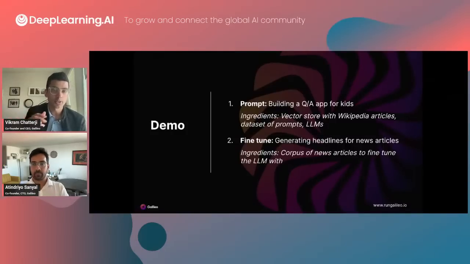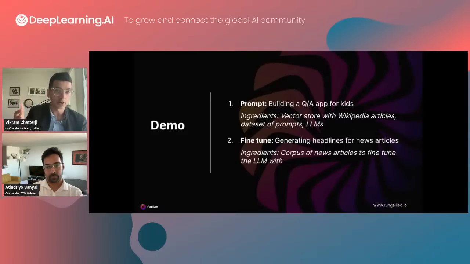So the demo is going to be twofold. The first one is going to be about just prompt engineering with the vector store, so the classic RAG use case, and how you can be better about experimentation with the inputs using some of these metrics that Atin talked about. And the second one is going to be about fine-tuning with your own data.